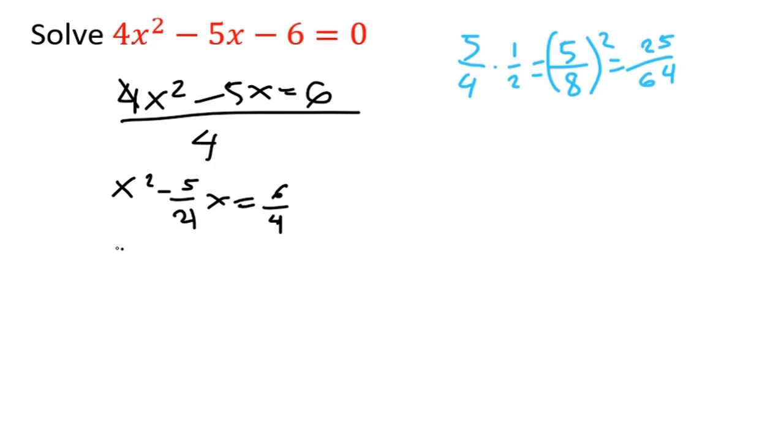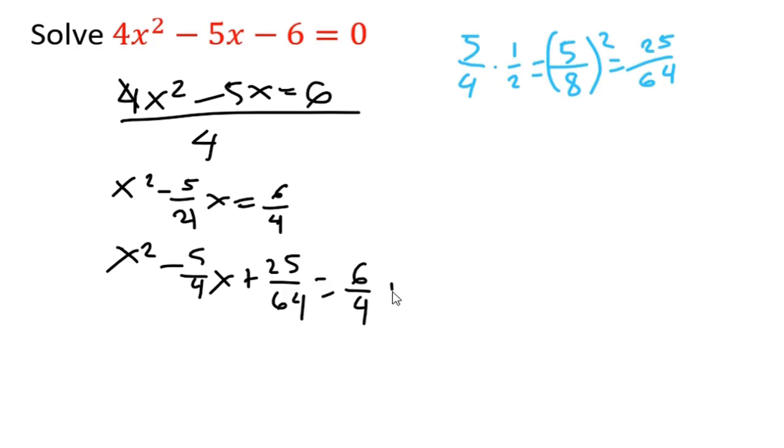Meron tayong x square minus 5 over 4 x plus 25 over 64 equals 6 over 4 plus 25 over 64.